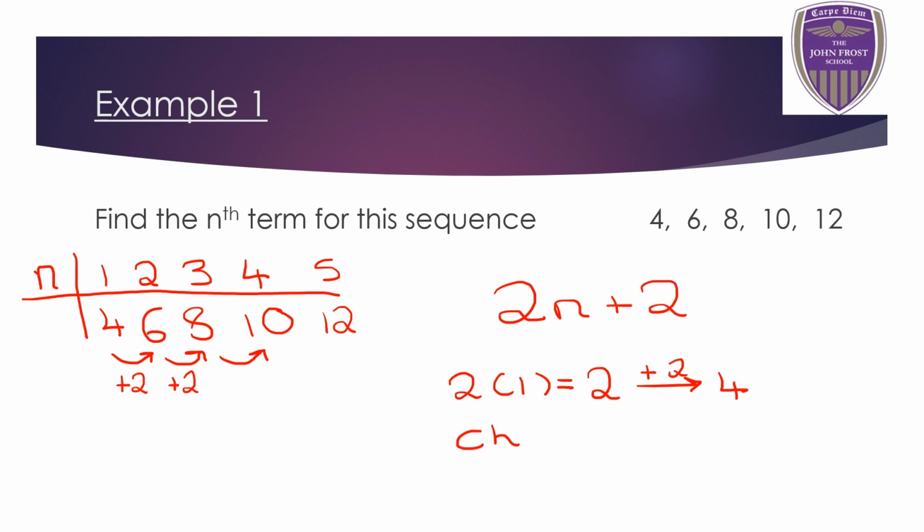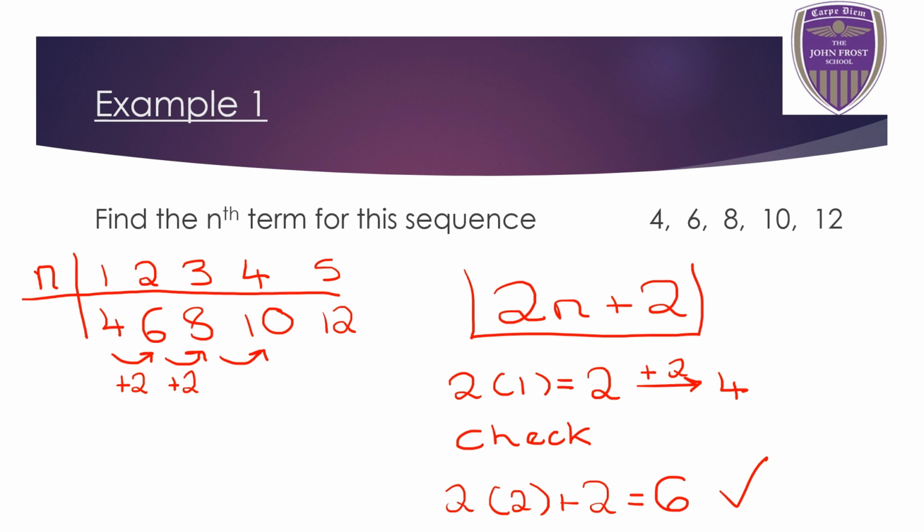And if we just check with the second term, so we're going to put 2 into the equation now. 2n plus 2. Well, 2 times 2 is 4. 4 plus 2 is 6. Look at that. The second term in the sequence is actually 6. So I am happy with 2n plus 2 being the nth term for this sequence. Pause the video and copy this down.